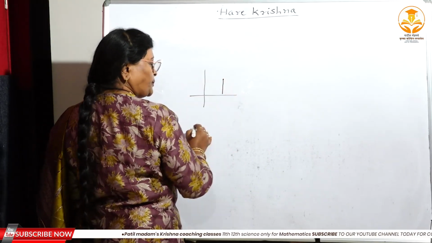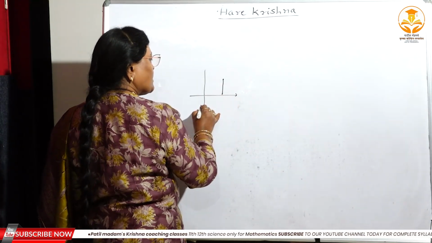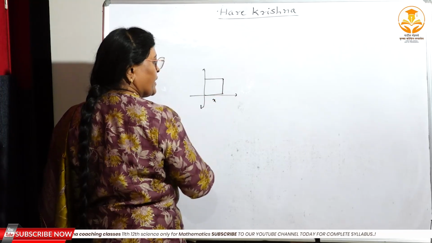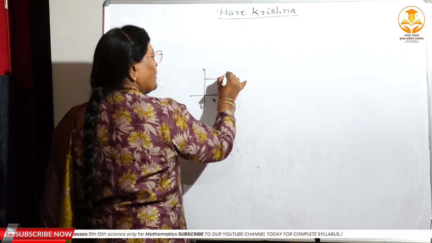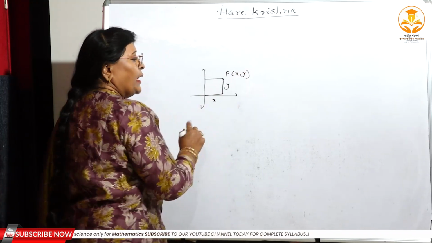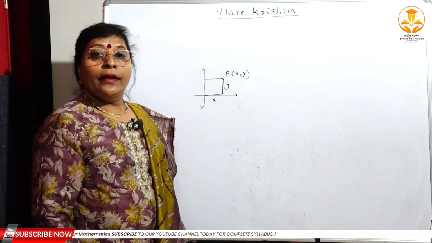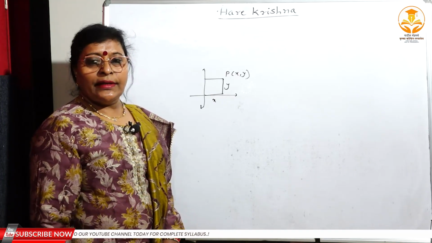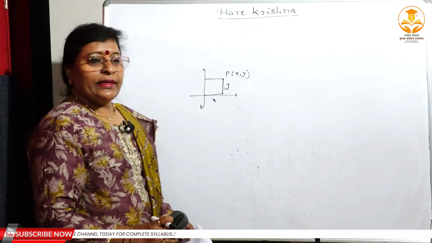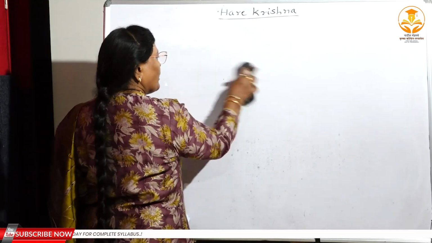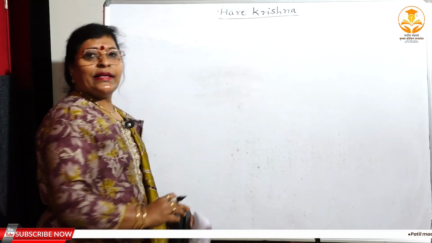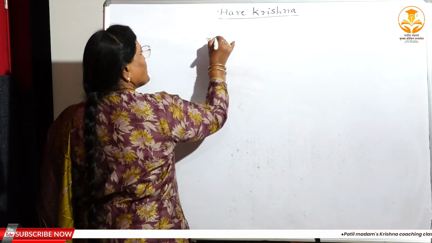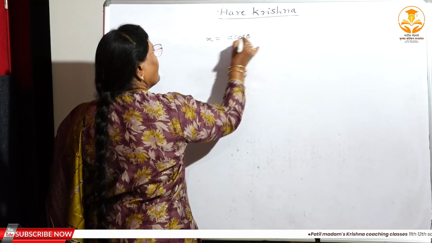Now you draw the perpendicular on the x-axis, and the perpendicular on the y-axis. This horizontal distance is nothing but x, and the vertical distance is y. Then you can say that the point is P(x, y). Therefore, any point in the plane can be denoted by the ordered pair (x, y), where x is the horizontal distance and y is the vertical distance. And whenever the x and y coordinates of a point are expressed in one variable, that is called a parametric function.